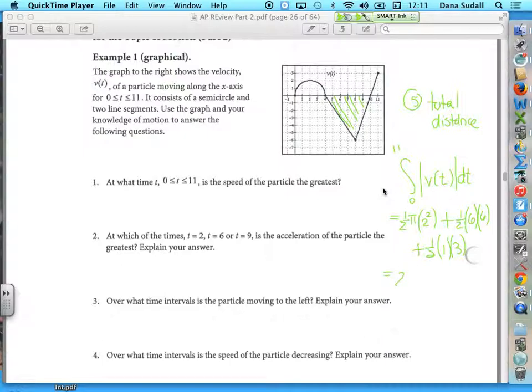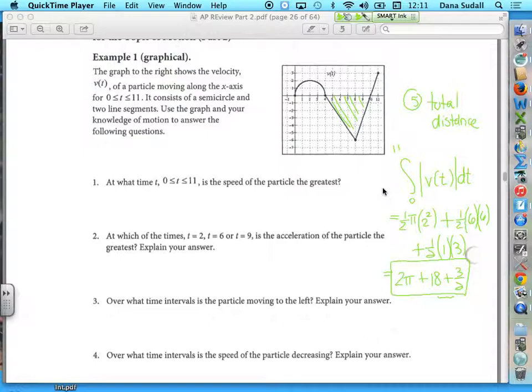So if I simplify this, let's see what we have. 4 times 1/2 pi, so that would be 2 pi. This would be 3 times 6 would be 18, plus 3/2. So you can leave your answer like that. You don't have to combine it together. If you want to make this 39/2, you could do that as well. But you can leave it just like that. So that was part 5.